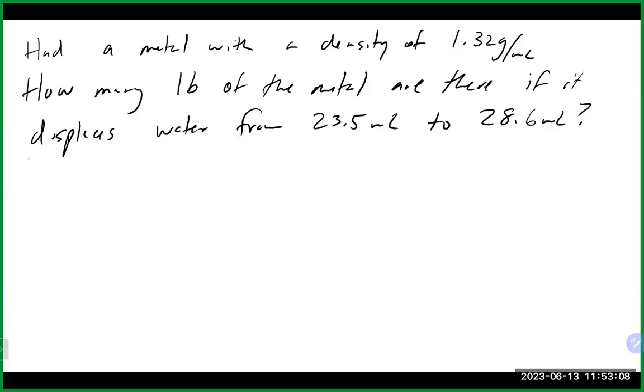All right, see what you come up with here. Again, 1 pound is 454 grams. Let's see what you come up with.